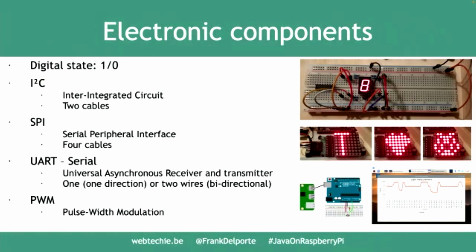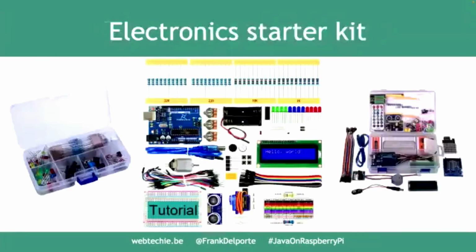You have just digital state, so high or low. So you can have a LED which is on or off. You can have a button which is pressed or not pressed. But there's also I2C, SPI, UART, PWM. So these are all different types of how you can control electronic components. And depending on the component you use, you can use one or more of these to control it. So whether it's a LED segment display or a LED matrix or reading from an Arduino serial port, all this becomes possible if you combine both a programming language and hardware components.